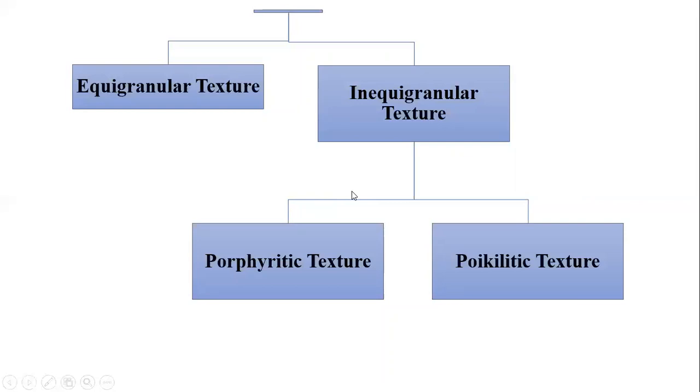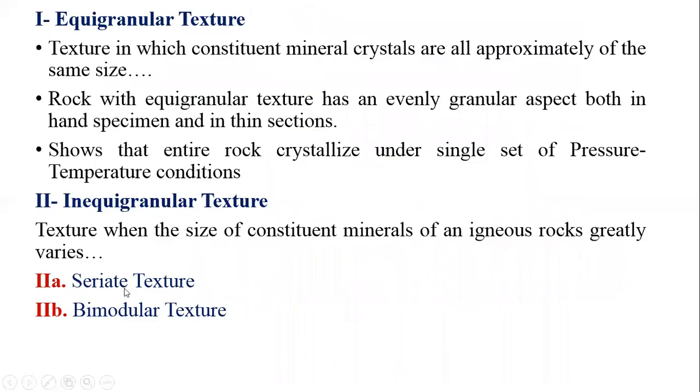Inequigranular texture is then subdivided into two categories. One is seriate texture while the other is bimodular texture. Seriate texture is that type of inequigranular texture in which grains of all sizes are present, while bimodular texture refers to that inequigranular texture in which generally there are two dominating sizes with few or no crystals of intermediate size.